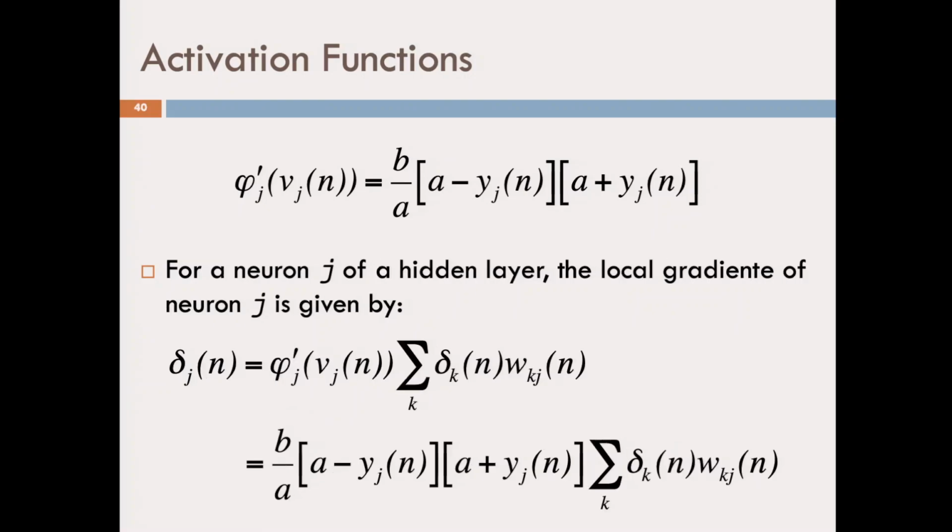If the neuron is located in a hidden layer, then we know how to calculate the derivative of the neuron, multiplied by the summation of all the local gradients of the neurons in the layer ahead. We know how to calculate the derivative here, multiplied by all the local gradients in the layer ahead. Recall that I can have many hidden layers. I just compute the local gradients backwards. Nice.